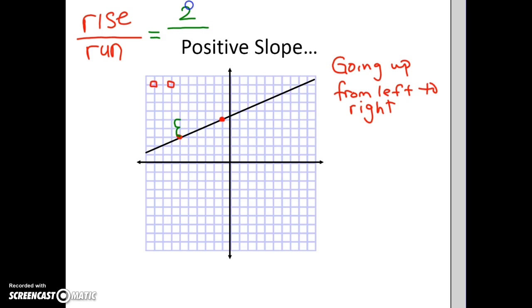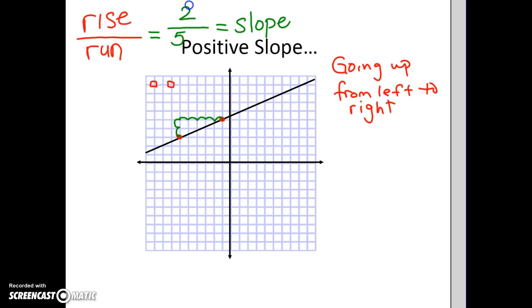And then I count the number of boxes I have to move as a run, either left or right. So 1, 2, 3, 4, 5. So my rise over run, or my slope, is equal to 2 over 5. And I leave it as a fraction.